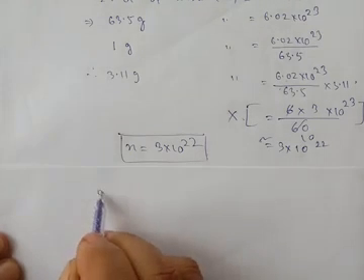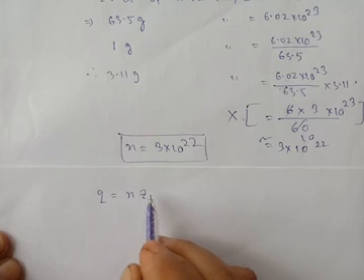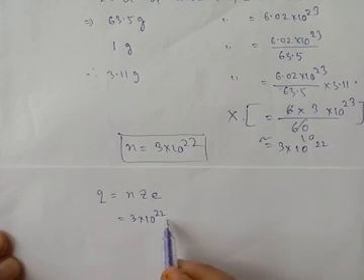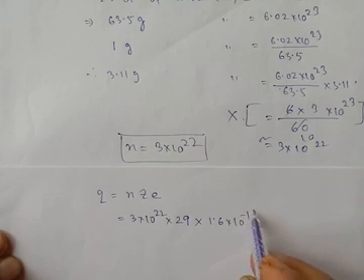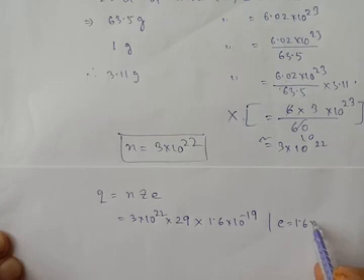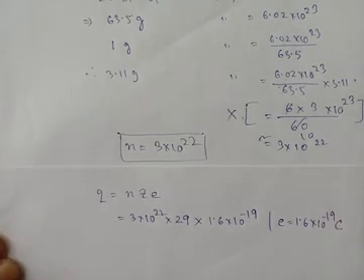And now what is Q? Q is equal to nZe. So n we have found 3 into 10 to the power 22, and Z value you know 29, and what is e? Basic charge of electron, 1.6 into 10 to the power minus 19 coulomb. So you write here what is e? 1.6 into 10 to the power minus 19 coulomb.